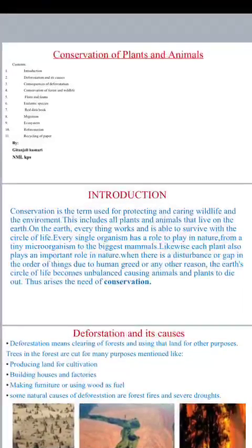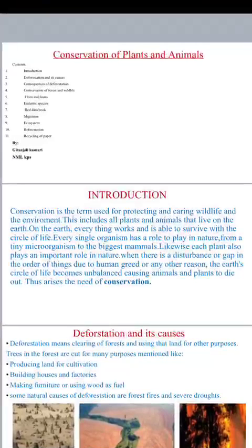Hello students, today we are going to study about the conservation of plants and animals. After completing this chapter, we will be able to understand about its introduction, deforestation and its causes, consequences of deforestation, conservation of forest and wildlife, flora and fauna, endemic species, red data book, migration, ecosystem, reforestation and recycling of paper. Now first let's come to its introductory part.